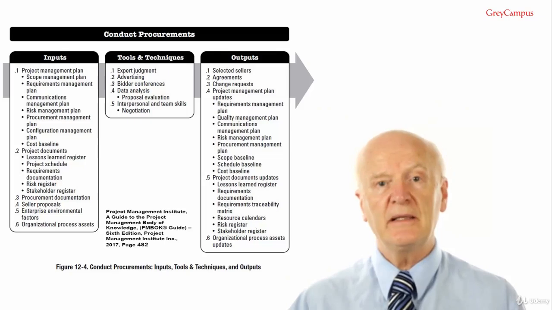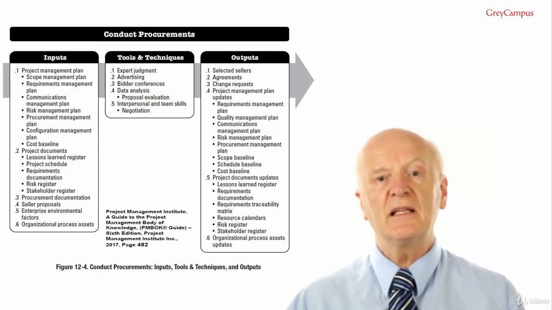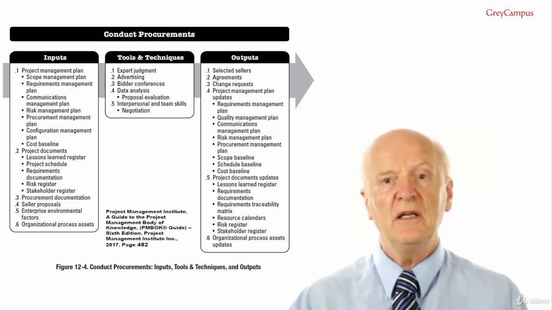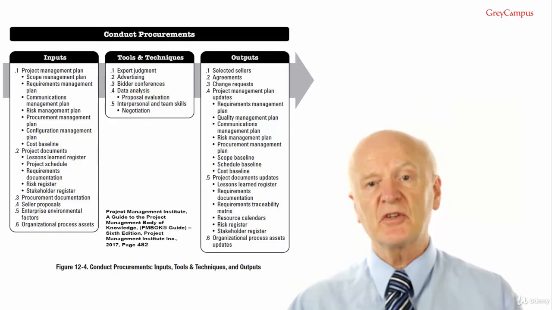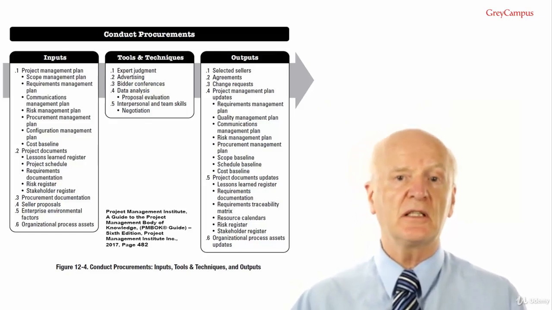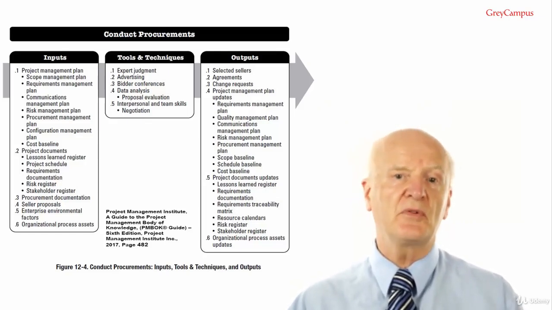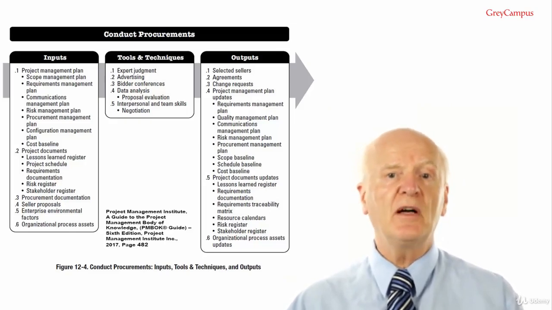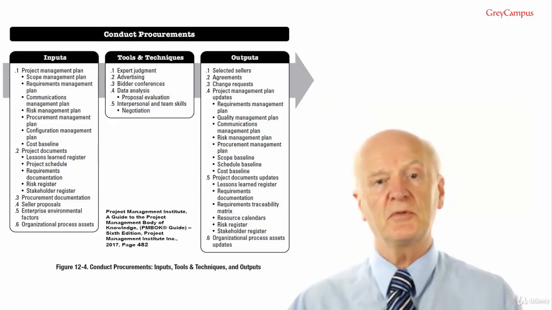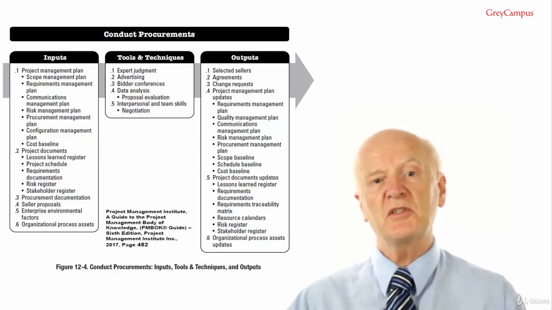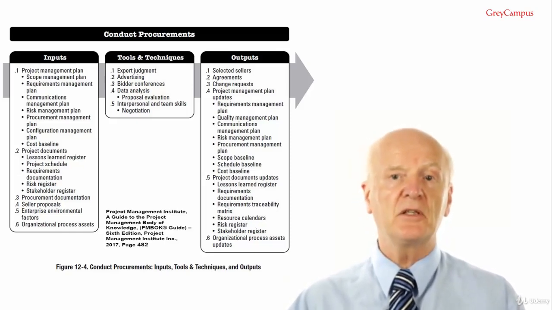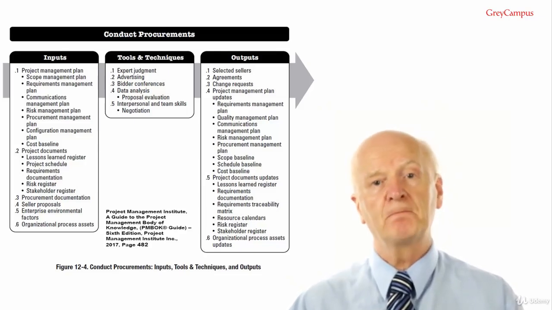Configuration Management Plan defines those items that are configurable, those items that require formal change control, and the process for controlling changes in such items. It includes formats and processes for how sellers will provide configuration management in a way that is consistent with the buyer's approach. The cost baseline. It includes the budget for the procurement as well as costs associated with managing the procurement process and sellers.